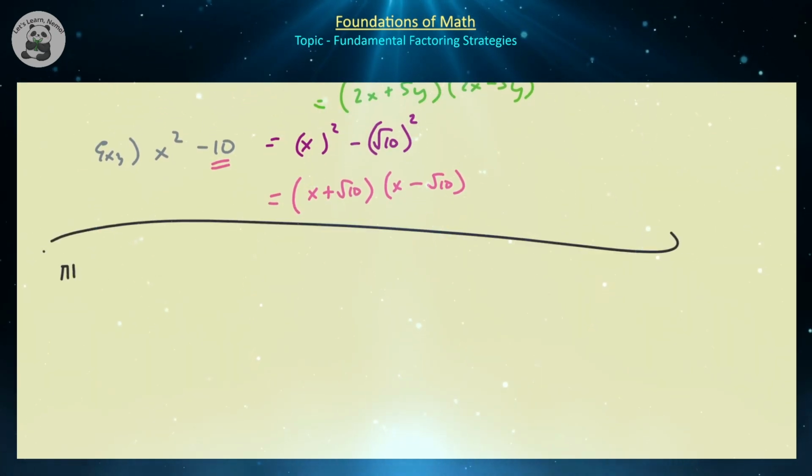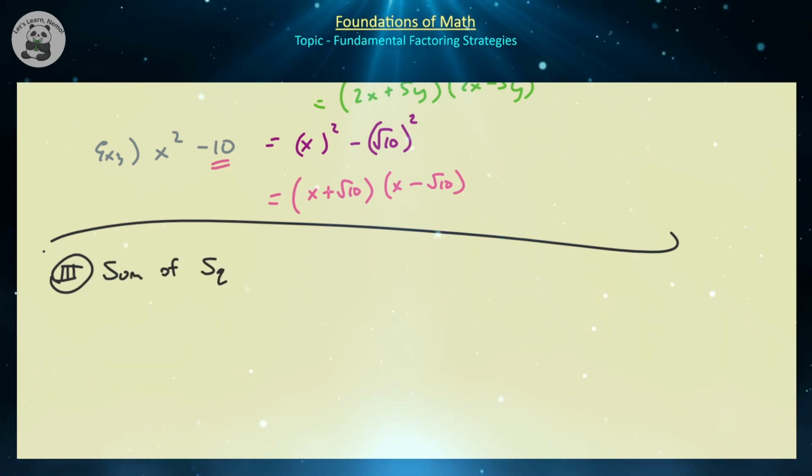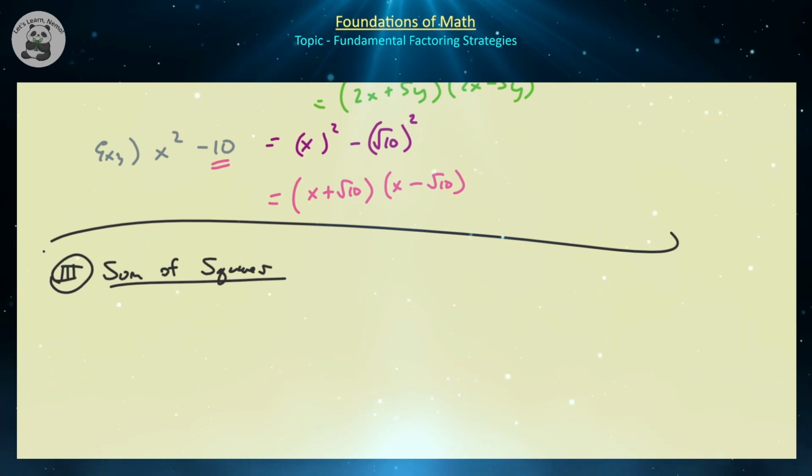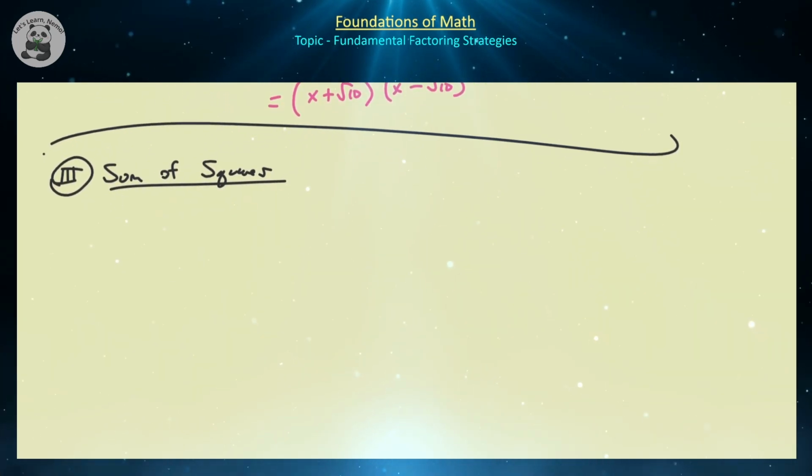The next method is very similar to the difference of squares, and this is called the method of the sum of squares. So instead of differences, it's sums. Let's start off by motivating it.